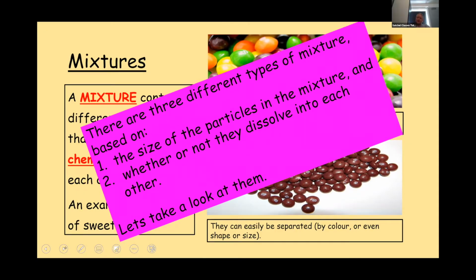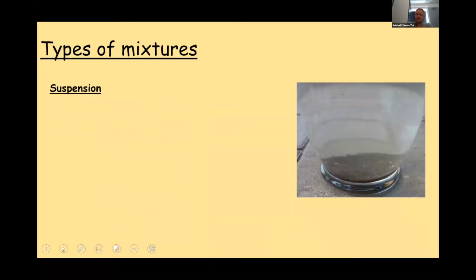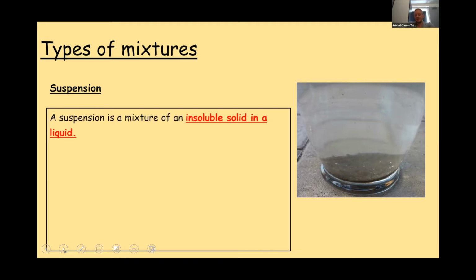There are three different types of mixture based on 1, the size of the particles in the mixture, 2, whether or not they dissolve into each other. So let's have a look at the three different types. First one, you've possibly even done this yourself at home sometime, is a suspension. A suspension is a mixture of an insoluble solid, that means something that does not dissolve in water, in a liquid. An example is sand in water.